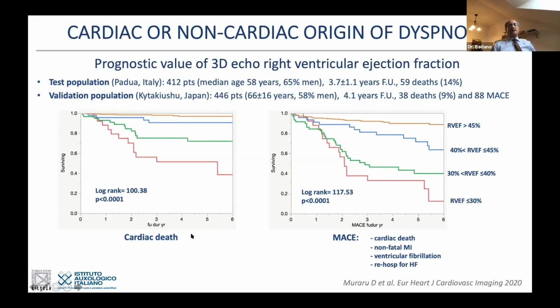And you see here that both looking at cardiac death or looking at the occurrence of major adverse cardiac events, that is the composite endpoint of cardiac death, non-fatal myocardial infarction, ventricular fibrillation, and rehospitalization for heart failure, this threshold of left ventricular function nicely separates a group of patients with increasing risk of bad outcome.